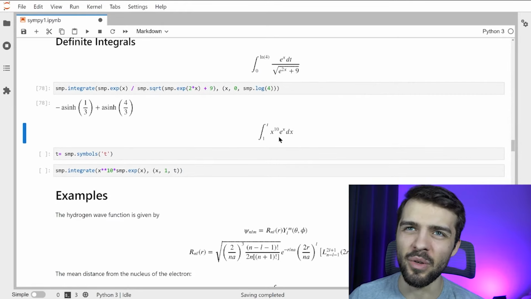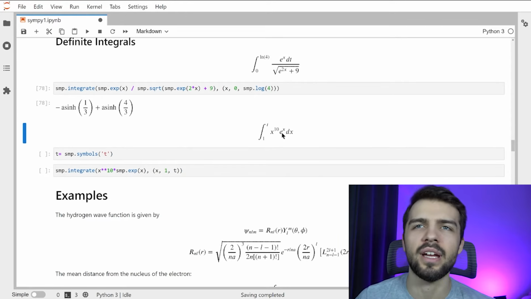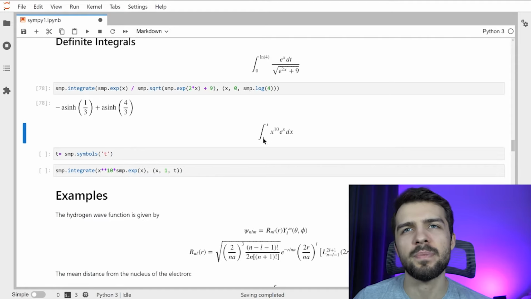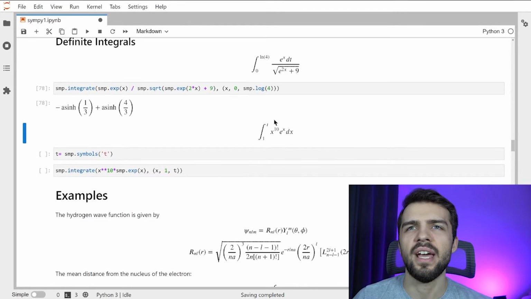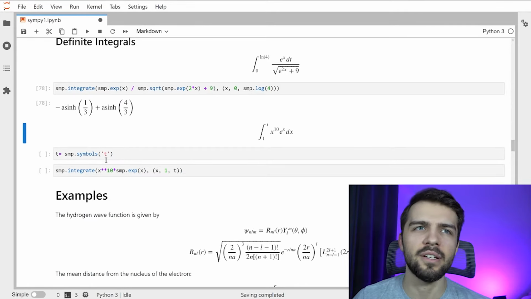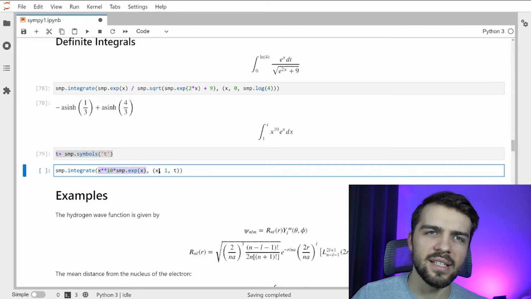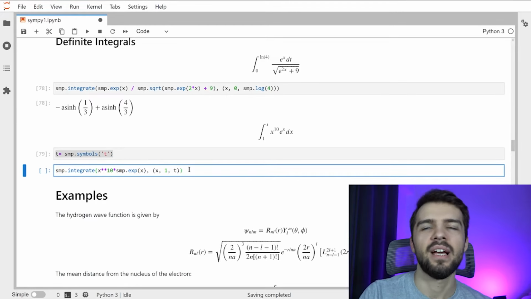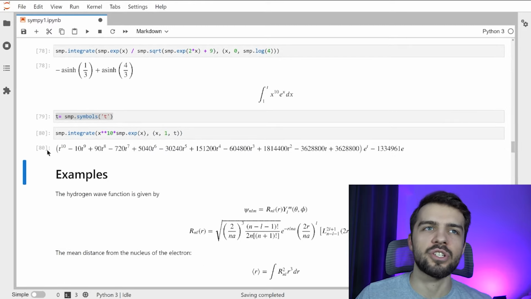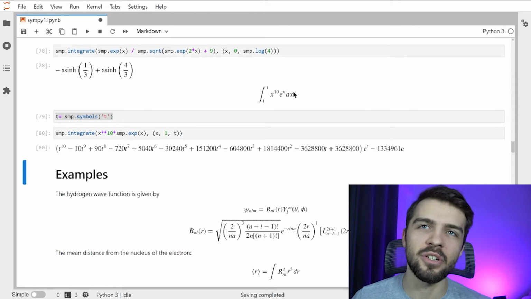This integral would be really annoying to do by hand. I think you would need to do integration by parts over and over and over again to evaluate it. You also note something special with this integral. It goes from 1 to t, so one of the bounds is actually not specified. This is still a definite integral. It's just with a symbolic bound here. So I define my symbol t, and I can integrate the integrand like this, and I'm evaluating from x goes from 1 to t. So t is arbitrary here, and I can get the value. And of course, it's just a very long polynomial here, but much easier than doing this by hand.